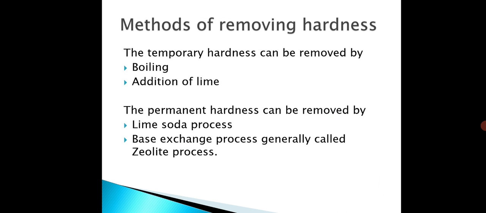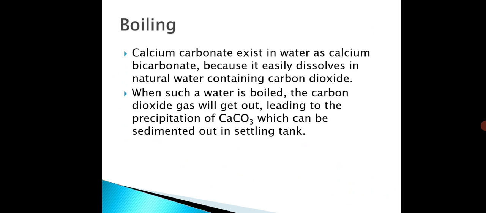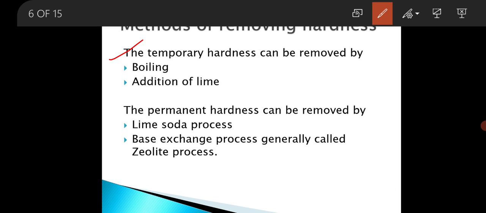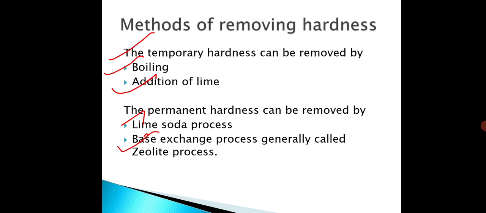Next, we will discuss the different methods of removing hardness. First we will discuss the methods which will remove the temporary hardness. There are two methods: one is boiling and the second one is addition of lime. And for removal of permanent hardness, there are two methods: one is the lime soda process and the second one is the base exchange process, which is generally called the zeolite process. First we will discuss the methods to remove temporary hardness.